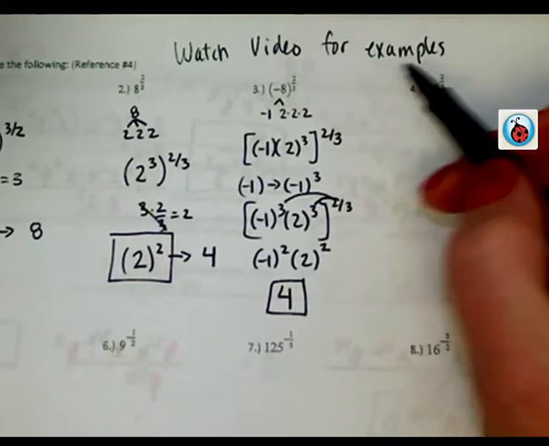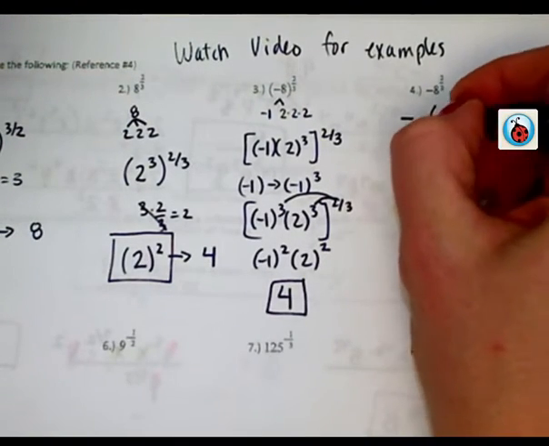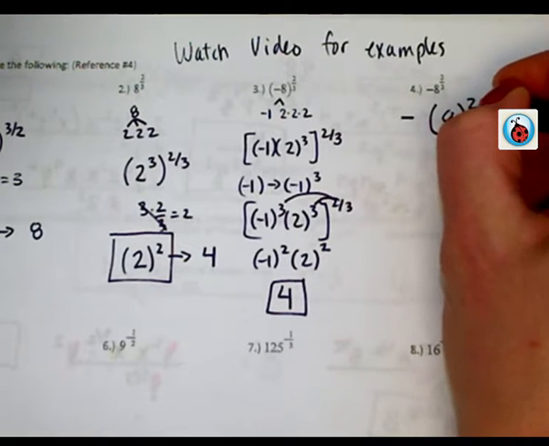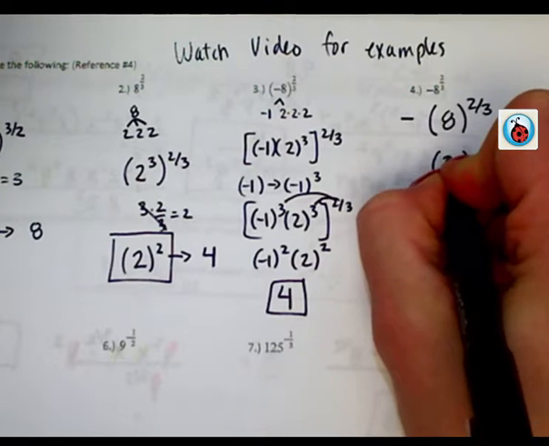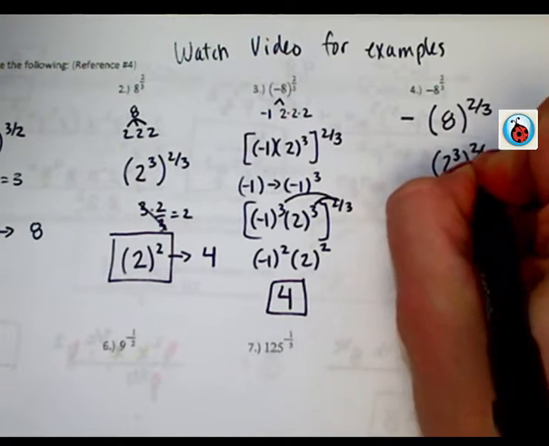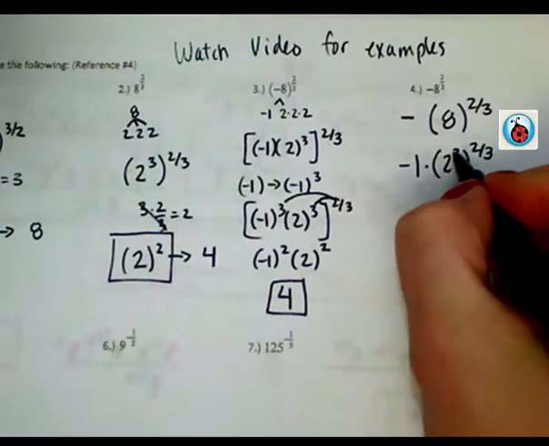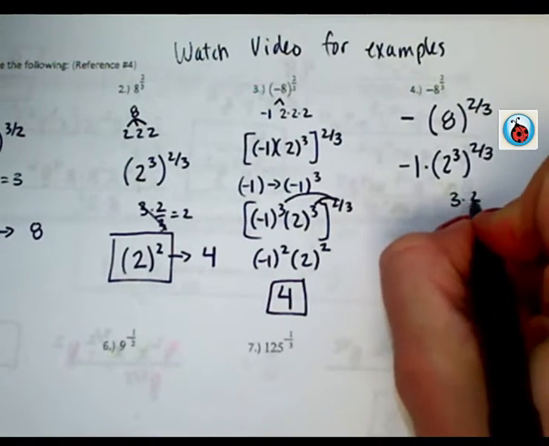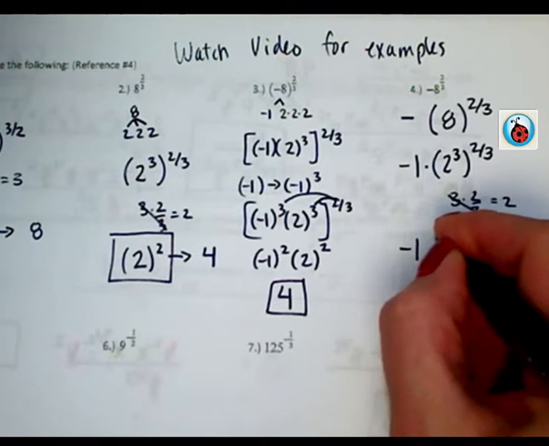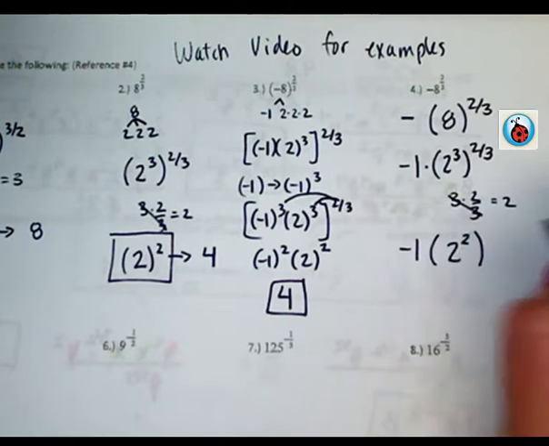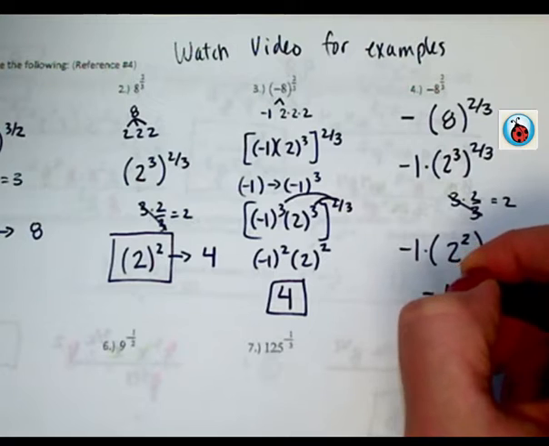The only difference between questions 3 and 4 is that in this one, the negative is assumed to be unattached to the number. Okay, so 8 is 2 cubed. So I'm going to replace 8 with 2 cubed. Okay, I'm just going to make that negative one times so it's clear. Okay, exponent rule, 3 times 2/3 reduces to 2. Okay, and negative 4.